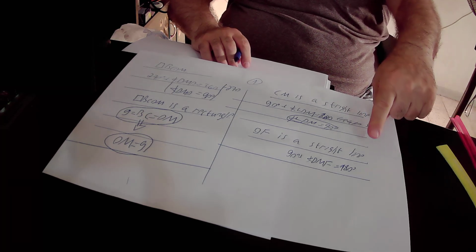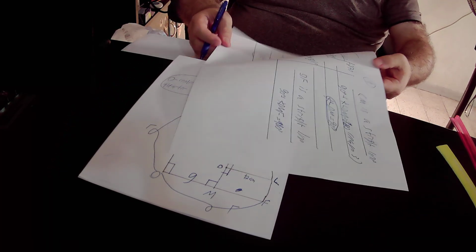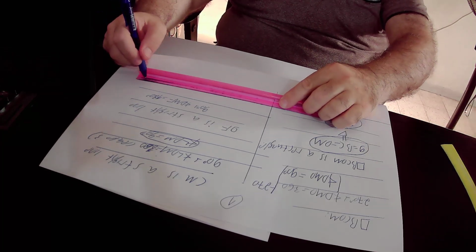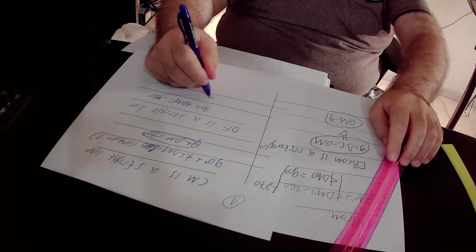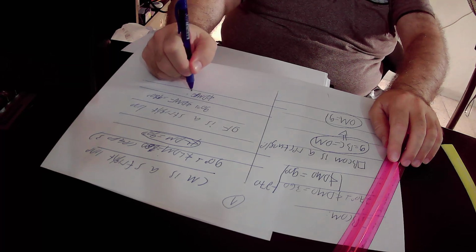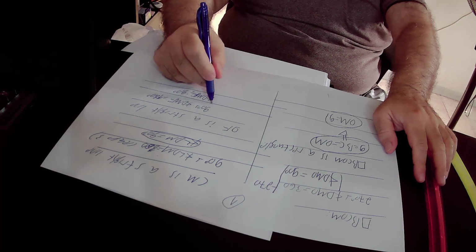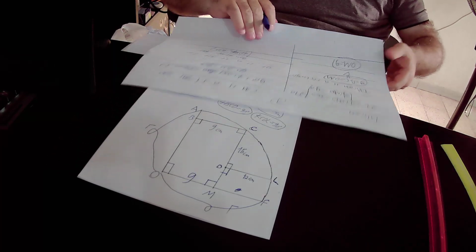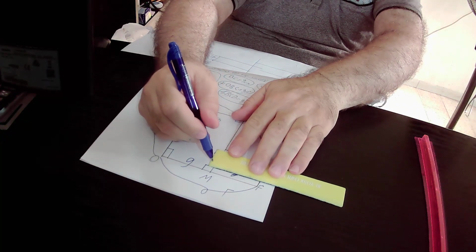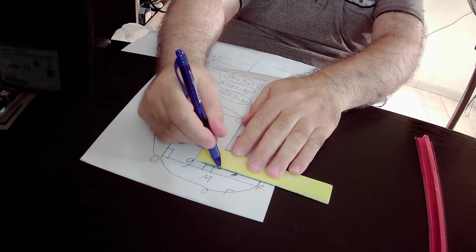Here we subtract 90 degrees from this equation and we get that the missing angle DMF is equal to 180 degrees minus 90 degrees. It is equal to 90 degrees. Okay, so this angle DMF equals 90 degrees. This is the right angle.